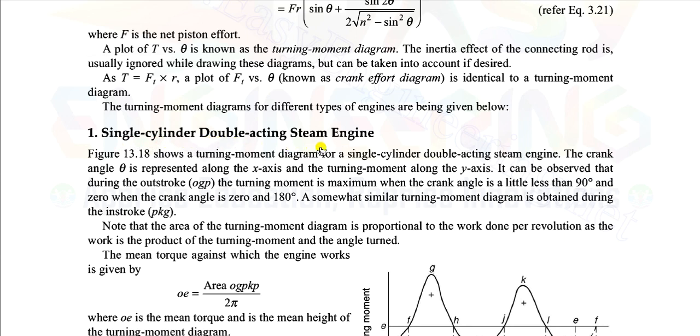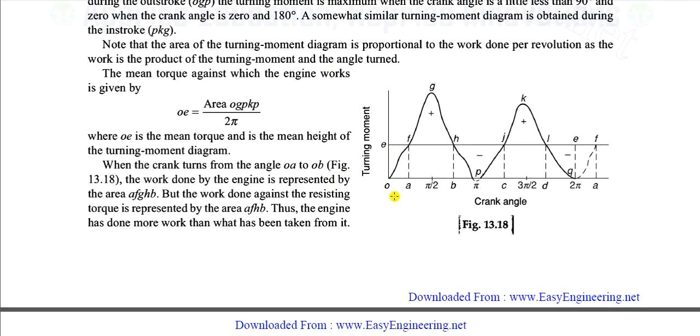Like first is the single cylinder double acting steam engine. The thing we want to understand here is why we need a flywheel, and how you will decide the size of the flywheel. If you see in this diagram, at this point the speed of the flywheel is minimum, and at this point the speed of the flywheel is maximum. Again at this point the speed is minimum. Why is it minimum at this point and maximum at this point?